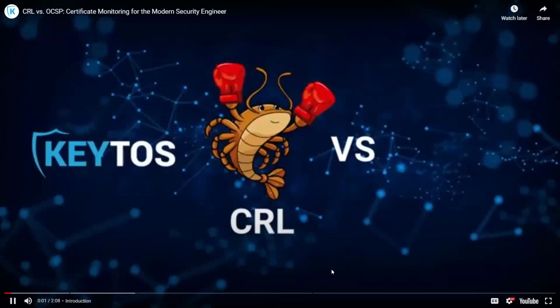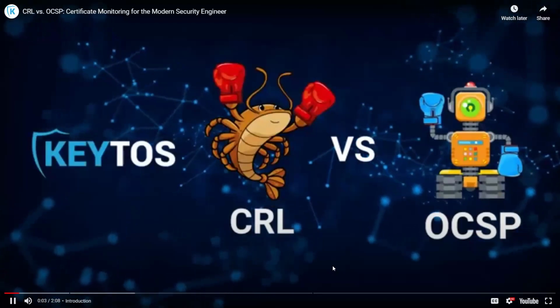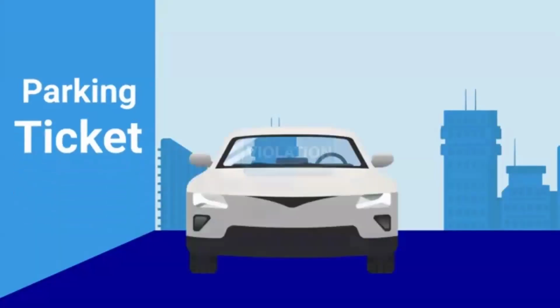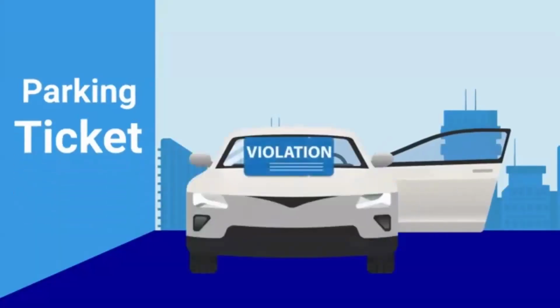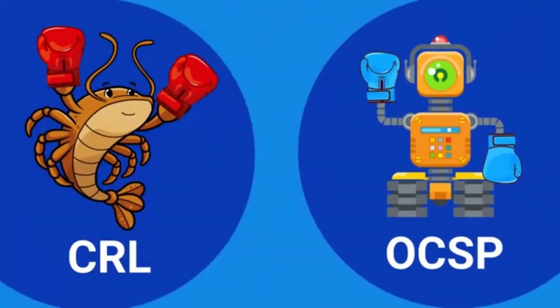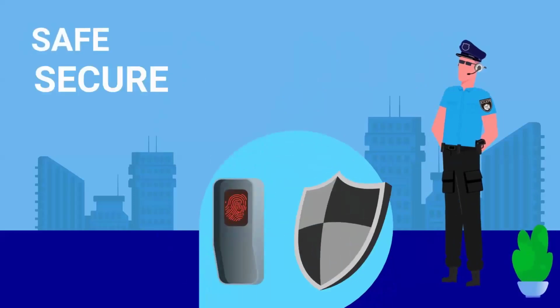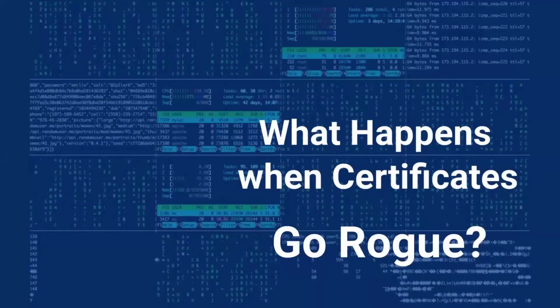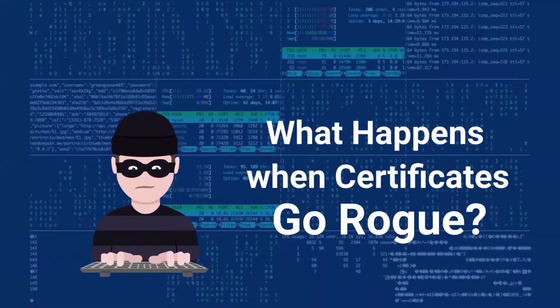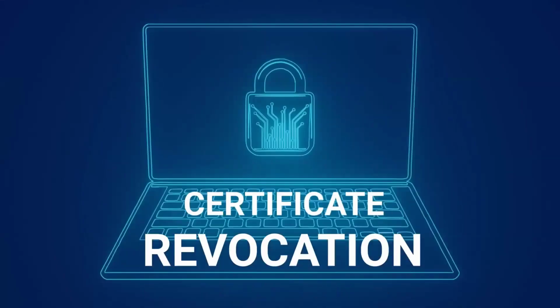Today, we're diving into a topic that's crucial for the security of your online transactions, but often gets about as much attention as a parking ticket: CRLs and OCSP. I'm talking about the digital certificates that keep your online life safe, secure, and private. But what happens when these certificates go rogue? That's where certificate revocation comes into play.